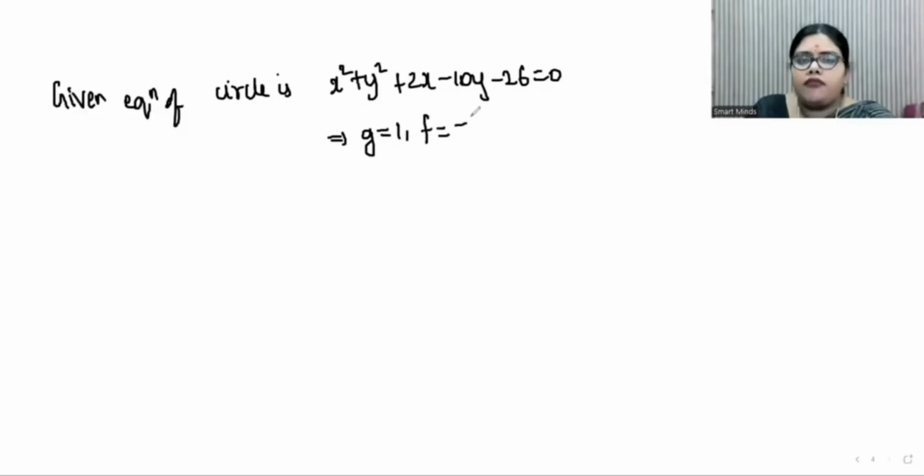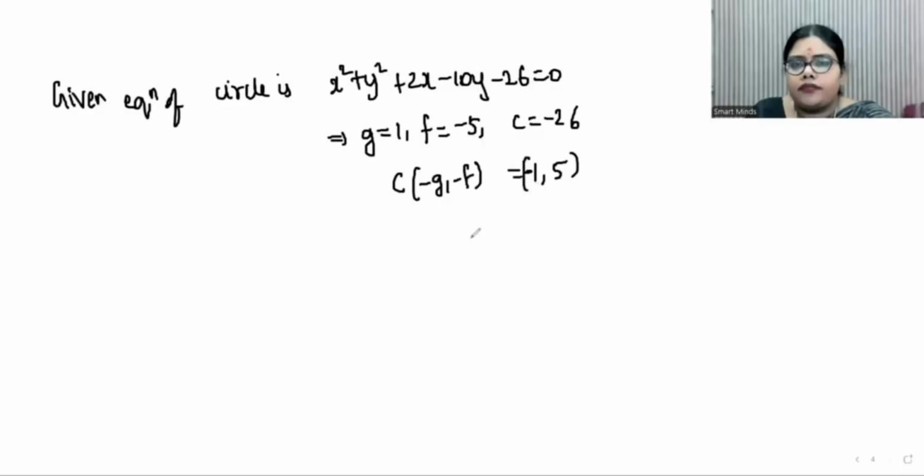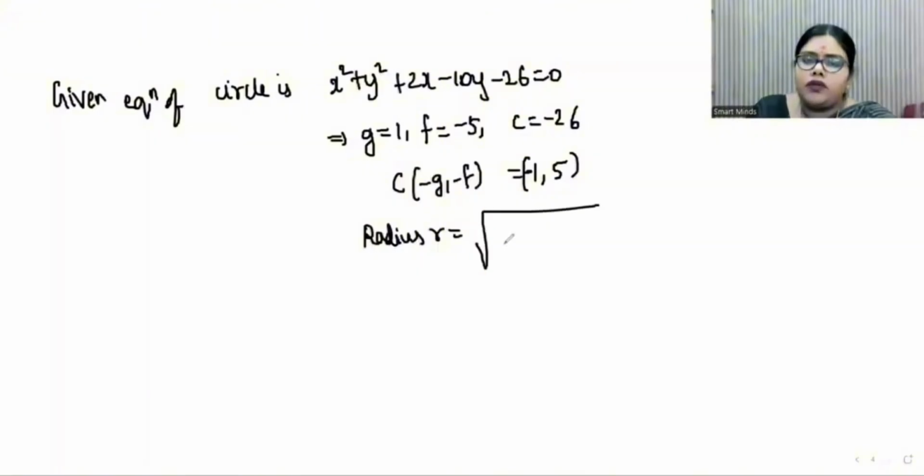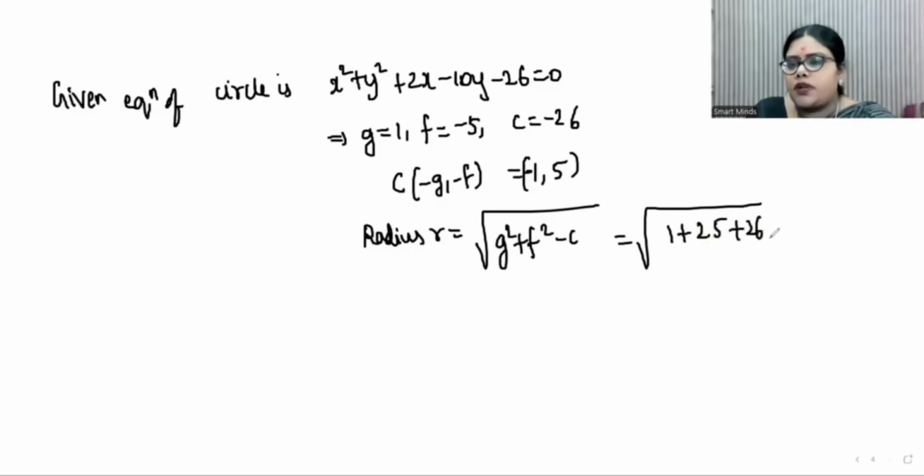g is 1, f is minus 5 and c is minus 26. So the center is minus g comma minus f, that is minus 1 comma 5. And what is the radius? Radius r is root over g square plus f square minus c. That is root over 1 plus 25 minus of minus 26. So 26 plus 26 is 52. So this is root 52.